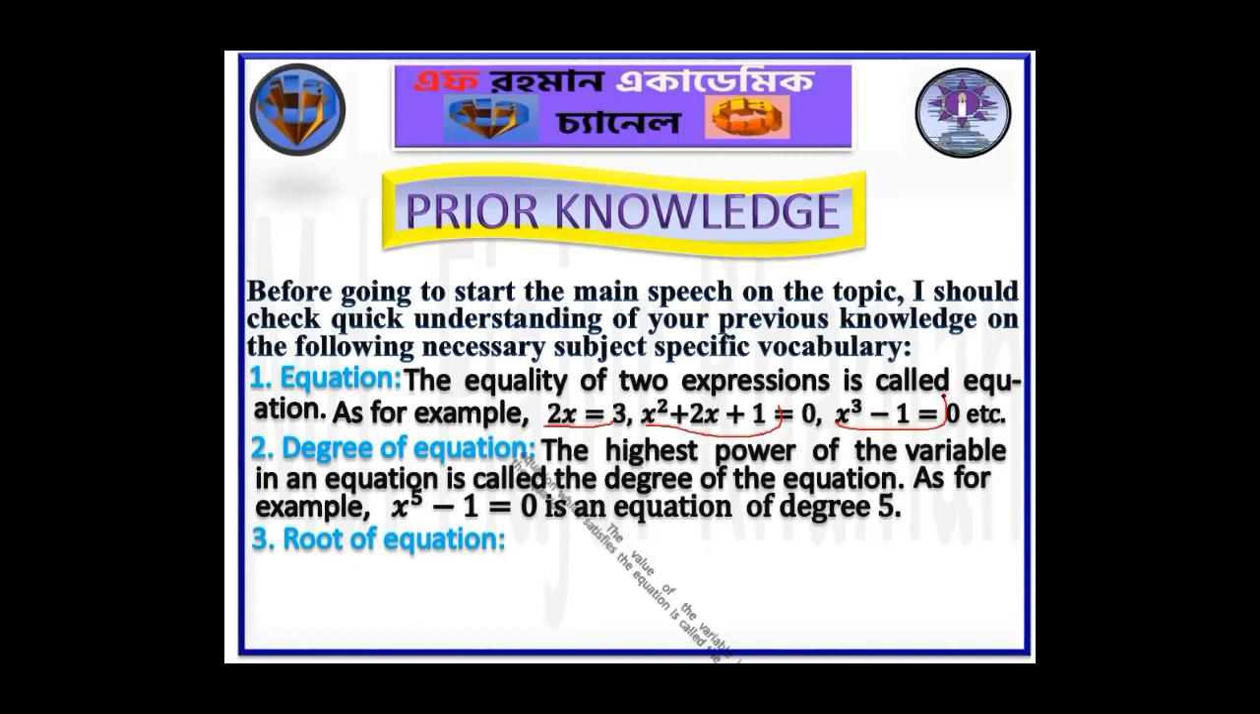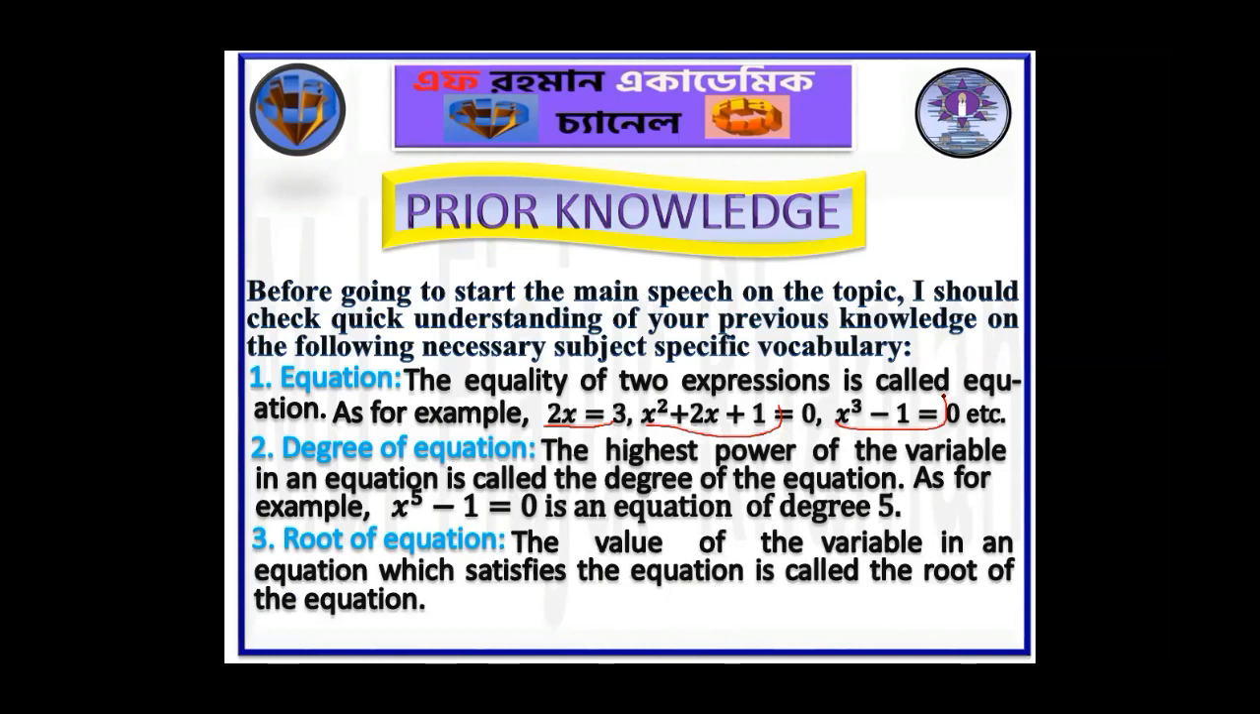Number 3, root of equation. The value of the variable in an equation which satisfies the equation is called the root of the equation. As for example, x is equal to 1 is the root of the equation x square minus 1 is equal to 0, as x is equal to 1 satisfies it. x is equal to -1 is also another root of this equation.